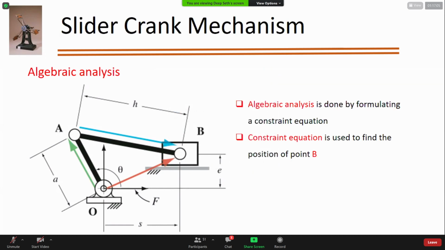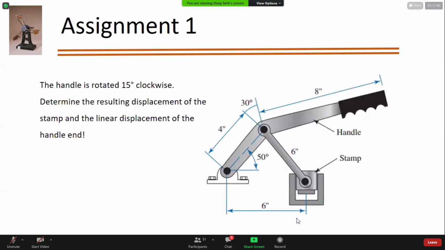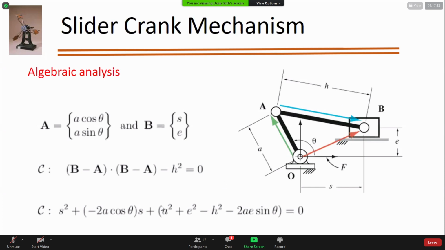So let's write the constraint equation. A we already know is A cos theta, A sin theta, and B is S and E. We are defining with respect to frame O. So the constraint equation we can write as (B minus A) dot (B minus A) minus H squared is equal to 0. We just have to equate it to 0. That's the constraint. Just open this B and A in the form of their trigonometric values in terms of X and Y, put it over here and equate it to 0, and you will be able to find the constraint equation for this. This is how you will do the algebraic analysis for it.